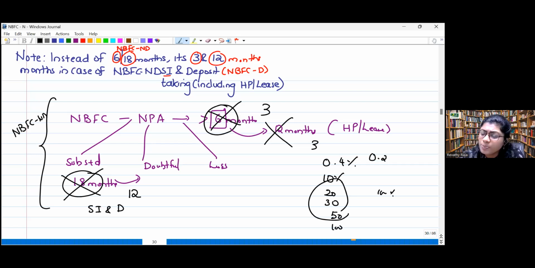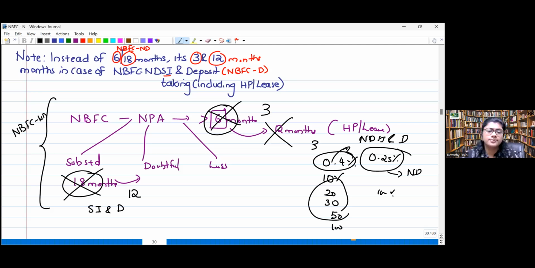Now, what was that 0.25%? That is in case of small NBFC-ND. So this 0.4 will be for NDSI and D. Let me ask you, are you able to catch up in the flow? This is just revising time.